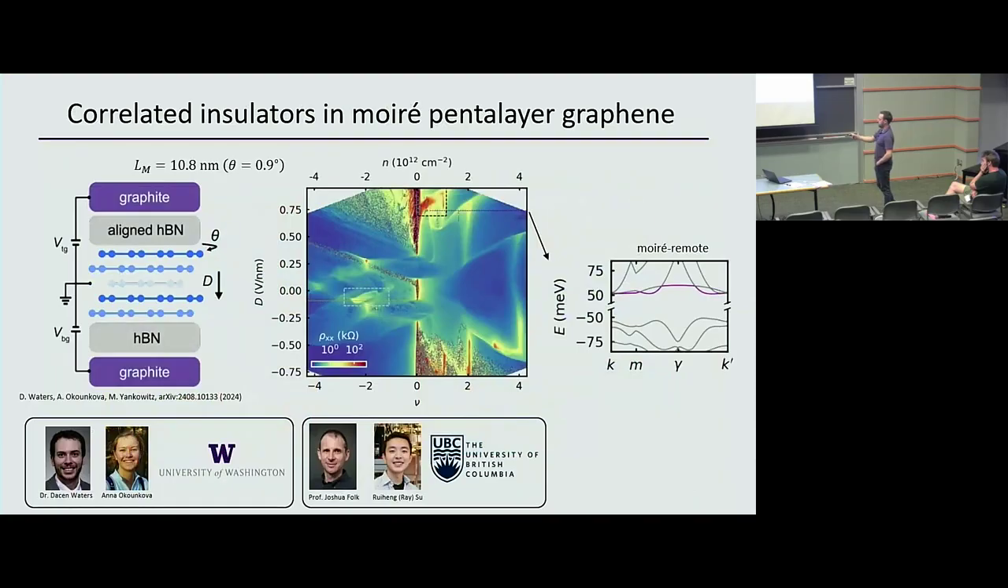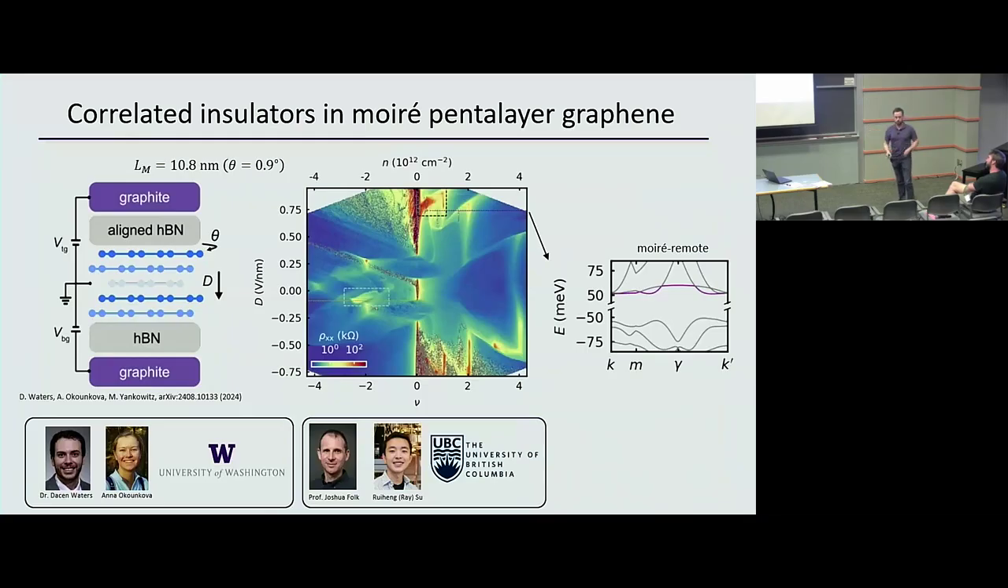The device should be familiar if you've been paying attention the past few days. It's rhombohedrally stacked pentalayer graphene aligned with one boron nitride and misaligned from the other. And this is a measurement of the longitudinal resistance of this device, whose twist angle is about 0.9 degrees, slightly larger than the device that we heard about from Long on Tuesday. The resistance is measured as a function of band filling factor and displacement field.